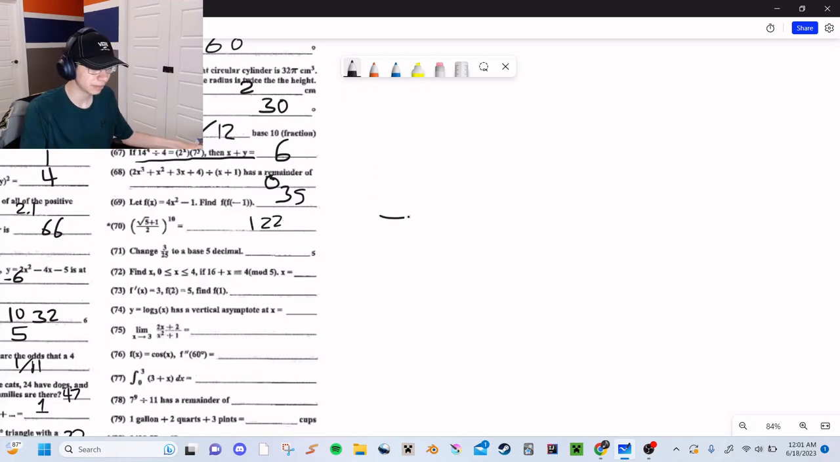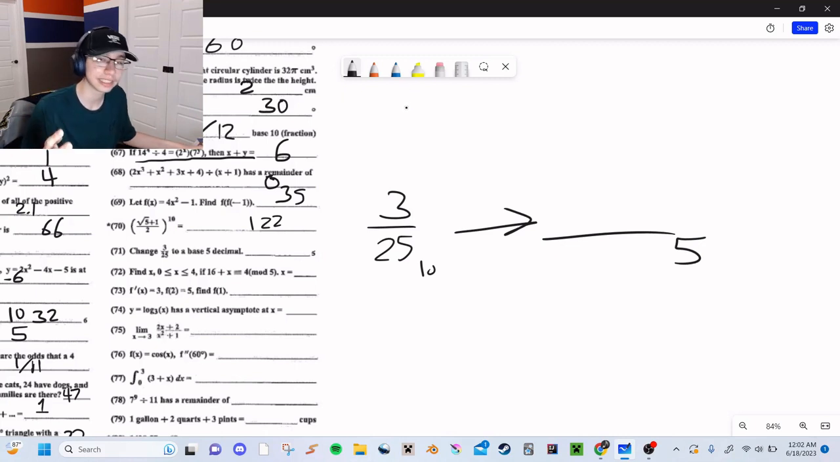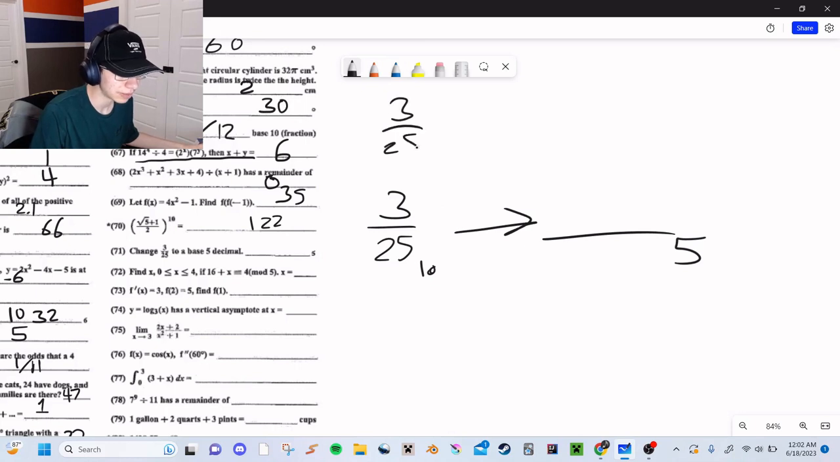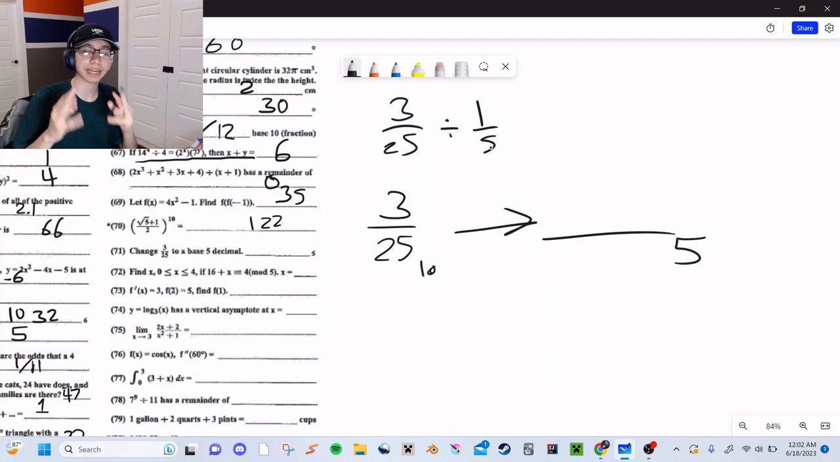So 71. Want to change 3 over 25, this is in base 10, to a base 5 decimal. This is kind of like 66, but instead of going from decimal to fraction, I'm going fraction to decimal. So how can I do that? Well, the way I'm going to do this, I want you guys to think about it as if I'm going to keep dividing by a fifth. You'll see what I mean.